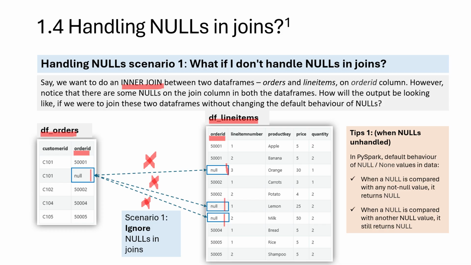Before we look at the code for this, let us note the customer ID for this order where the order ID is null. The customer ID for this is C101. The expectation is that these three records for which we were trying to join on the null should be excluded from the output. Let us see in the code if our expectation is correct.